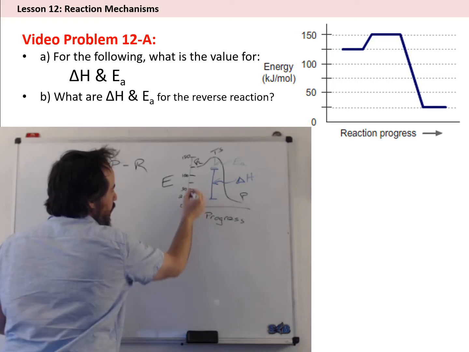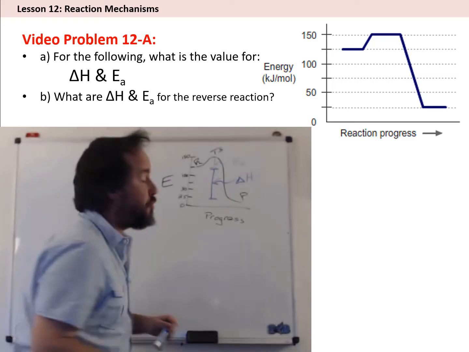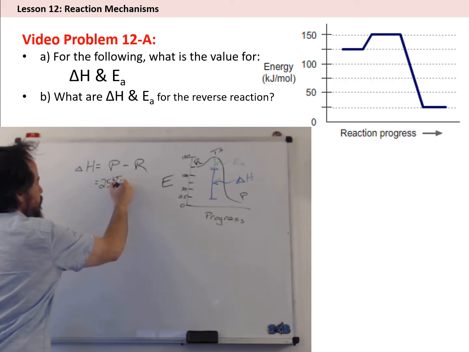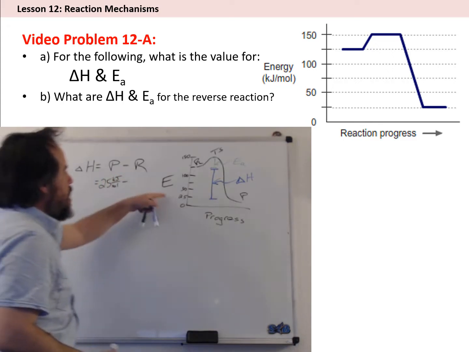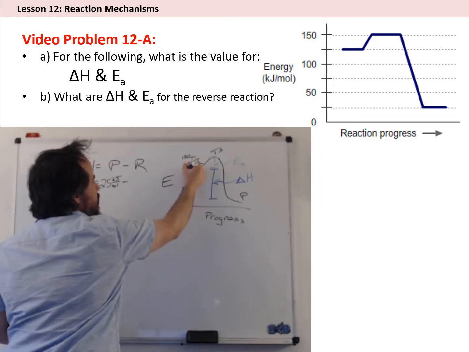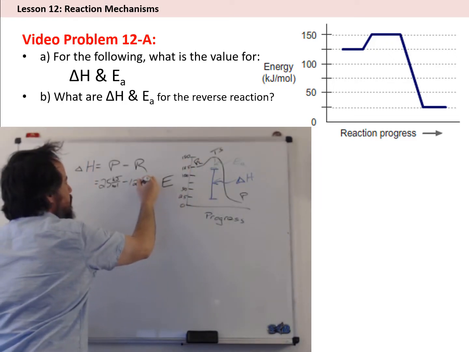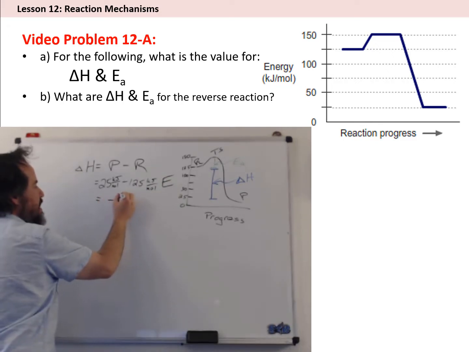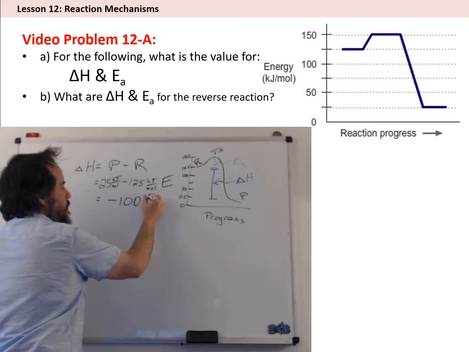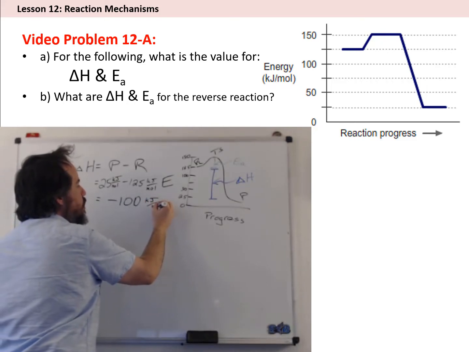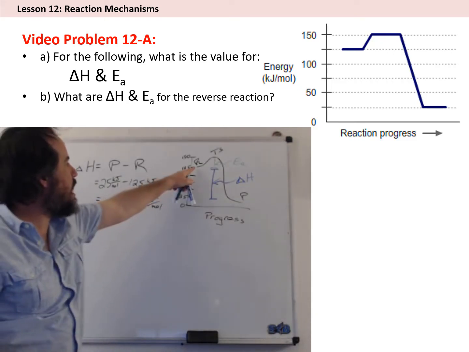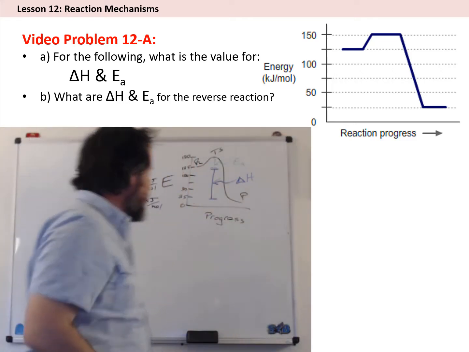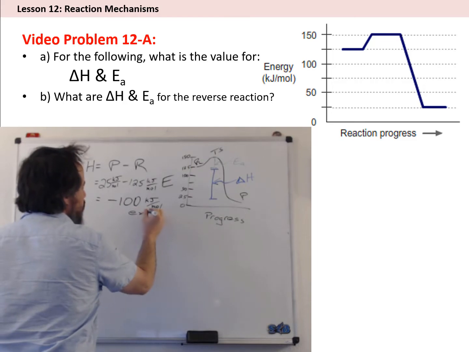it has 0 and 50, and there's a dashed line in between, so that's at 25 kilojoules per mole. And my reactants are at 125. So the difference between these two will be negative 100 kilojoules per mole. Notice that it's negative. Why? I'm going from high energy to low energy. That energy is leaving the system. This is exothermic.